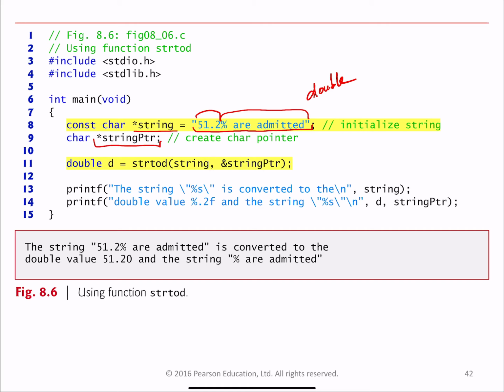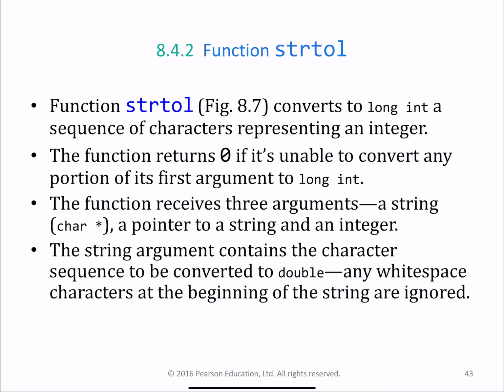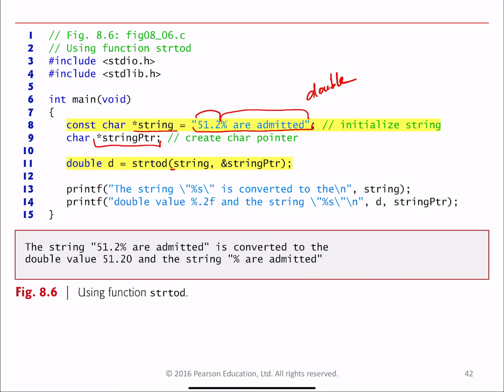And we also create a character pointer called string pointer in this case. We pass both of those to the string to D function. So the original string containing the data we want to convert, and this character pointer that will point us to someplace inside this string up here. What place, I'll show you.